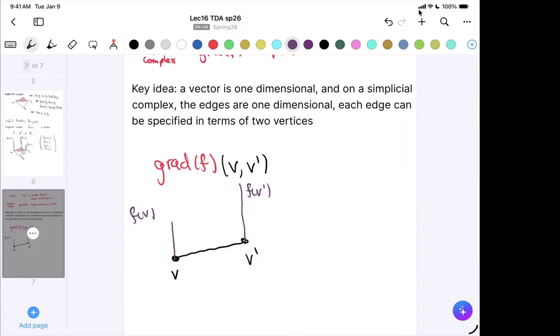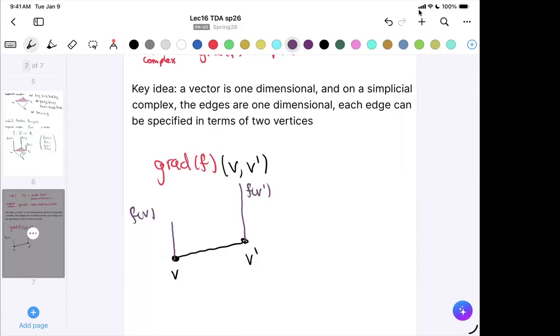It's not that you can take a limit as h goes to 0 or something like that. That doesn't make sense because, again, whether you draw these edges super long or super short, it doesn't matter for the complex. It only matters that there is an edge, right? The size is kind of immaterial.